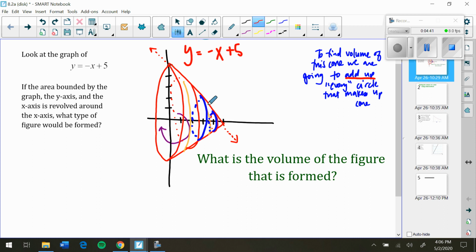So let's think about this. I am adding up, finding an integral of every one of these circles. So technically we need the area of one of these circles. I'm doing it from left to right.